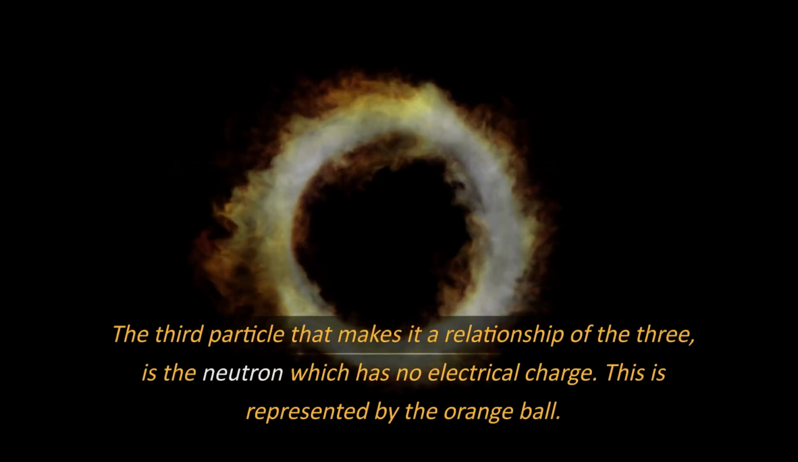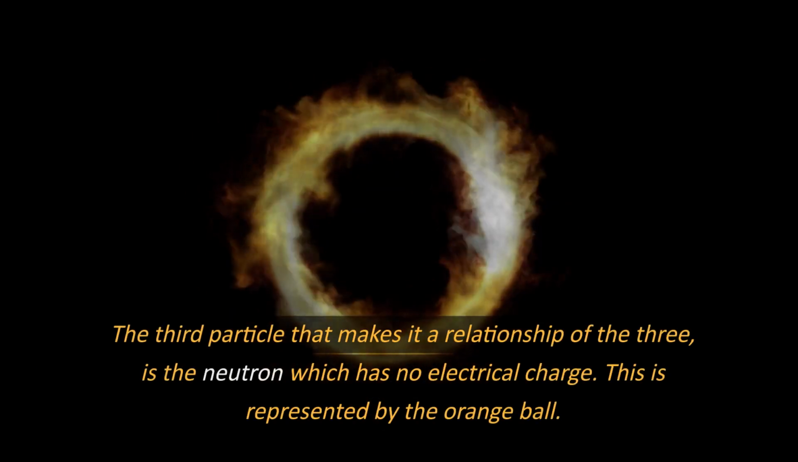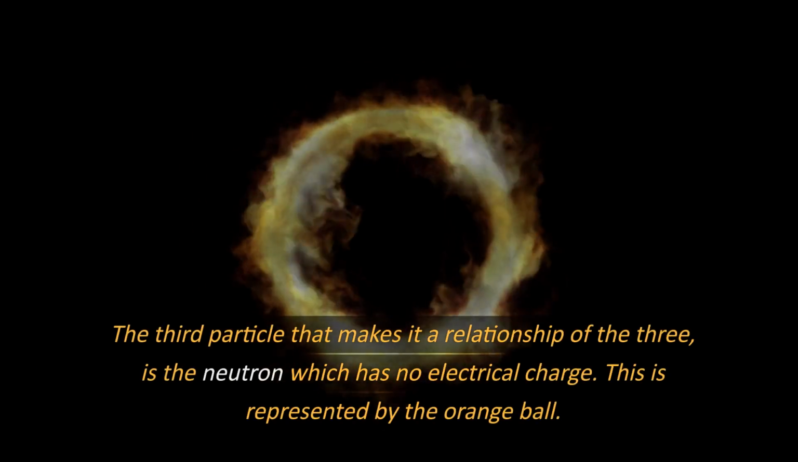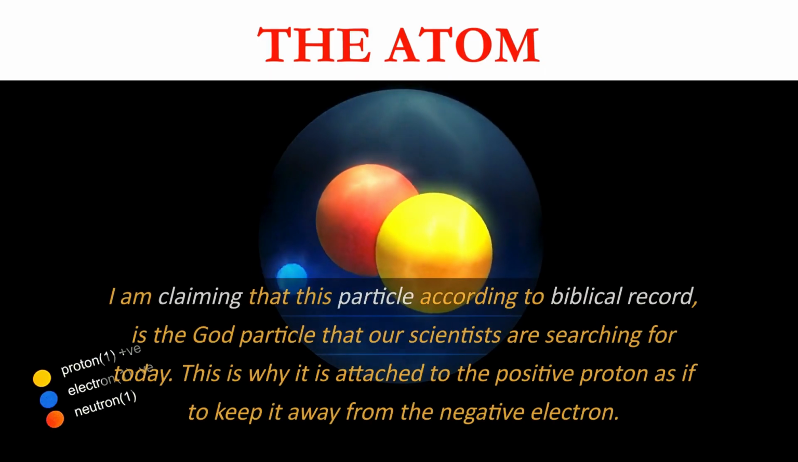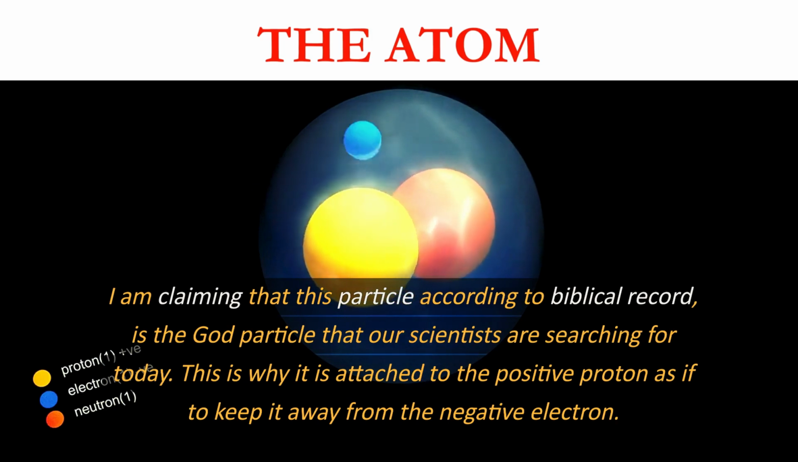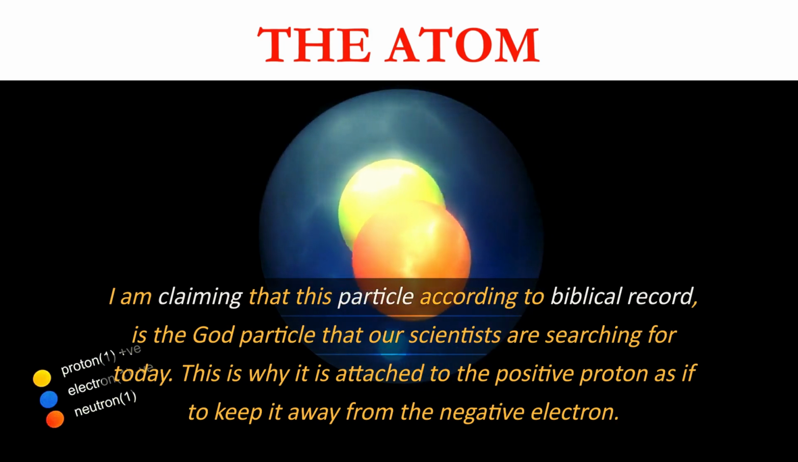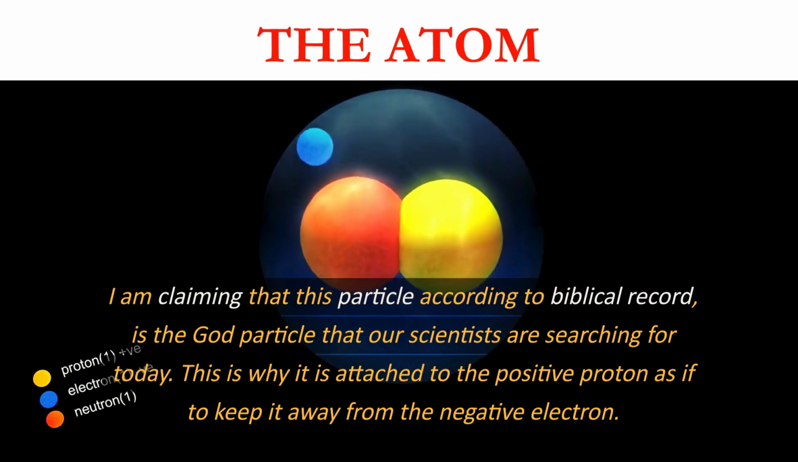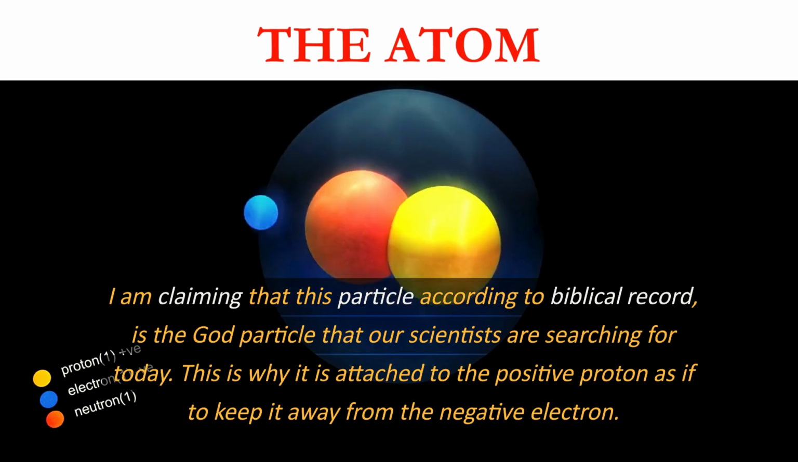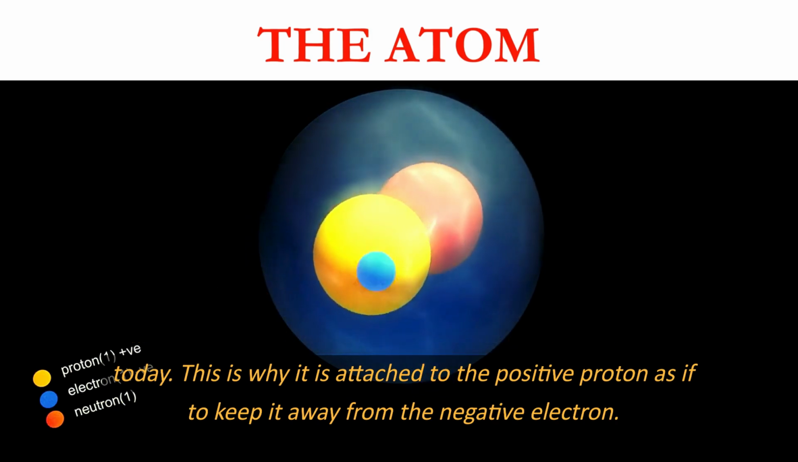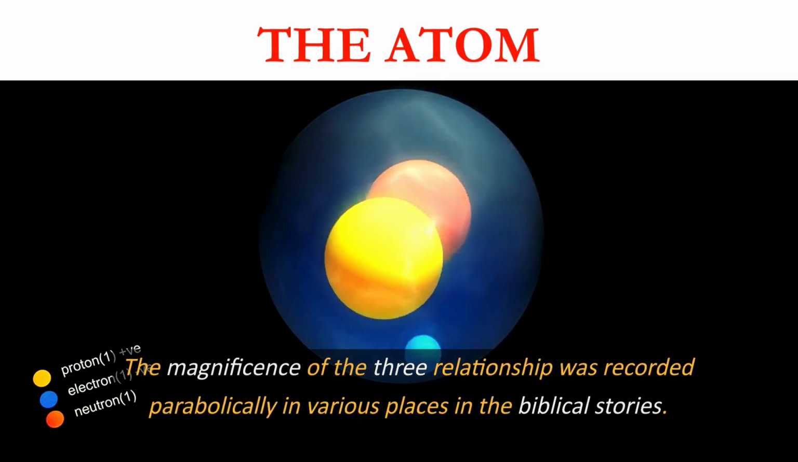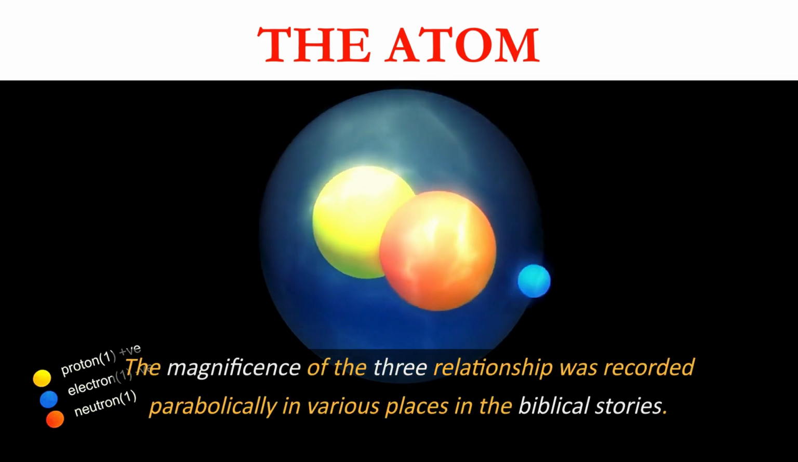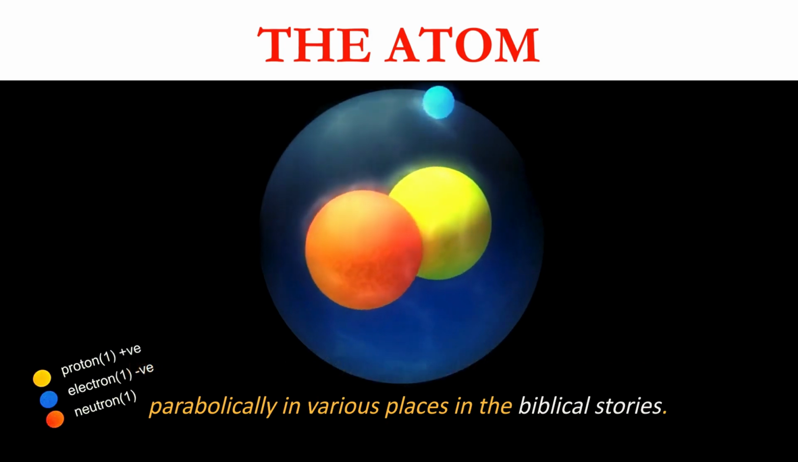The third particle that makes it a relationship of the three is the neutron, which has no electrical charge. This is represented by the orange ball. I am claiming that this particle, according to biblical record, is the God particle that our scientists are searching for today. This is why it is attached to the positive proton, as if to keep it away from the negative electron. The magnificence of the three relationship was recorded parabolically in various places in the biblical stories.